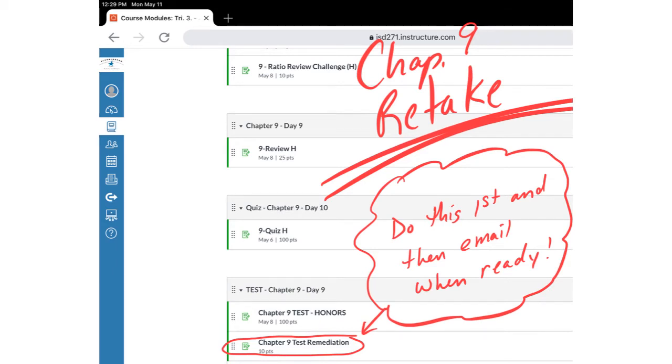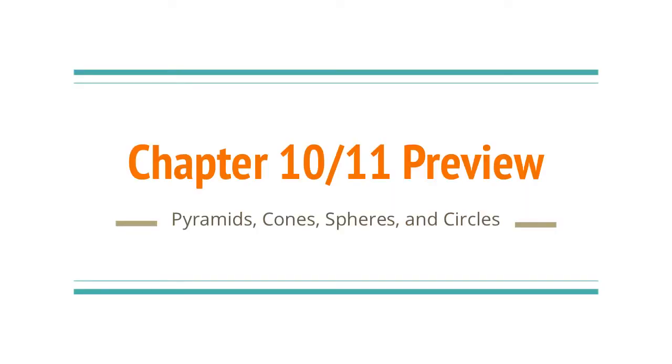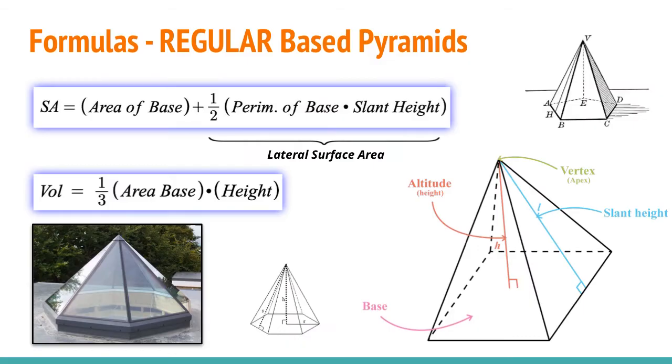Hopefully that's enough. Next, we'll introduce real quick the Chapter 10 and 11 notes and ideas. It's mainly just formulas. We're going to be covering pyramids, cones, spheres, and then some concepts that are around circles. So let's begin with pyramids first.